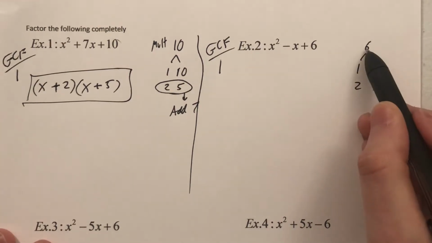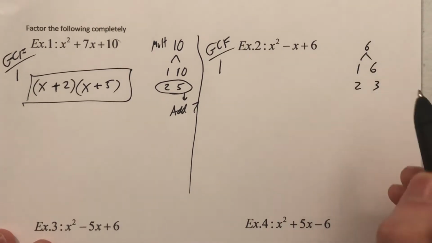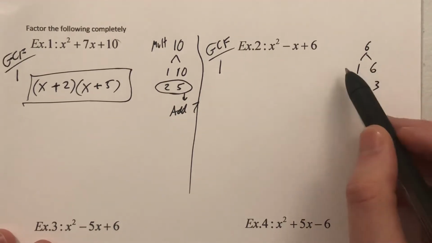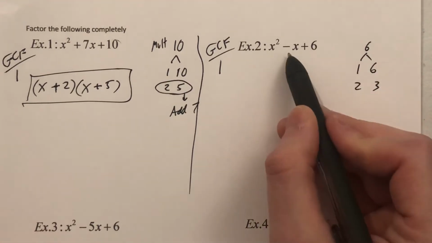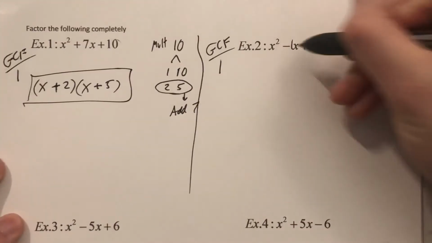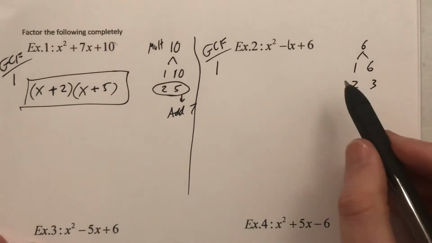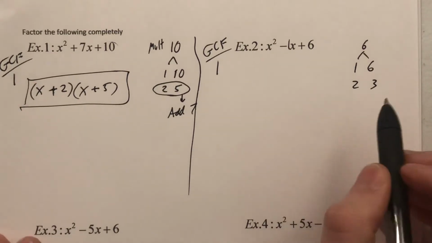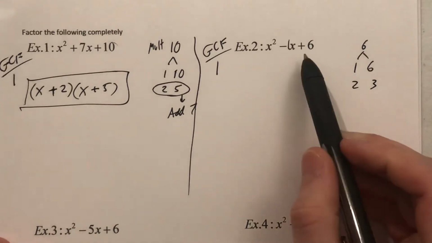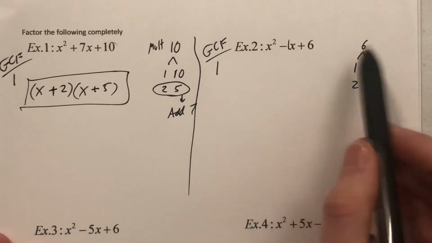It's a positive 6. So again, these have to be the same sign to multiply to a positive. They could be both positive or both negative. Now look over here, we want this to add to a negative 1, right? That's what's in front of this x here, a negative 1. So unless you're paying really close attention to signs, you might be tempted to look at the 2 and the 3. But remember, they also have to multiply to a positive 6.